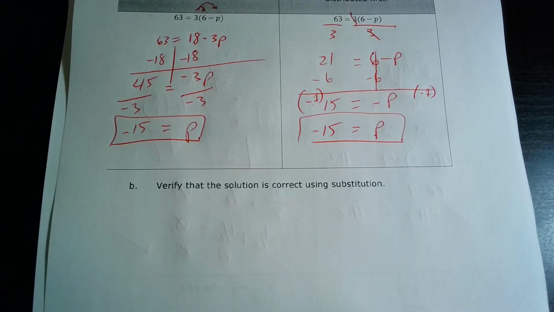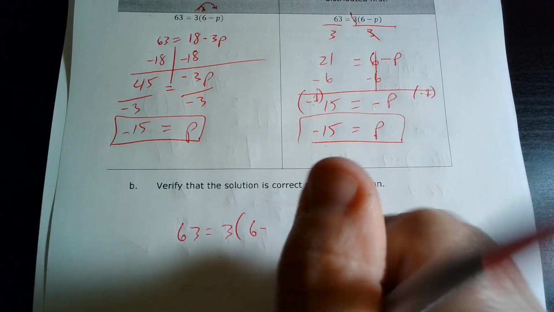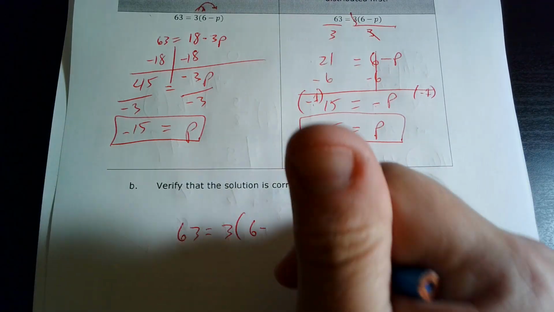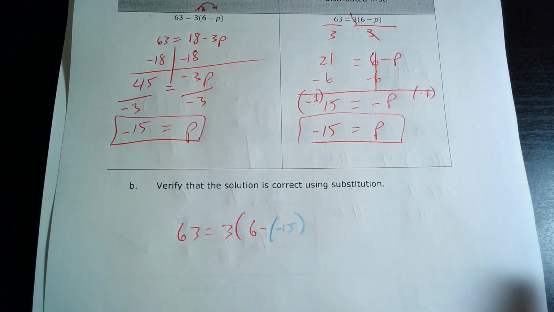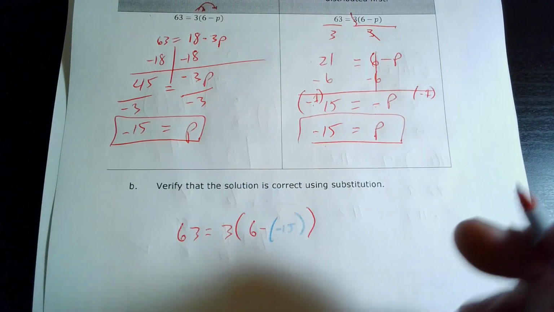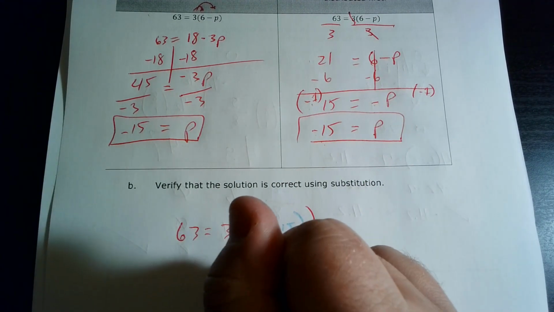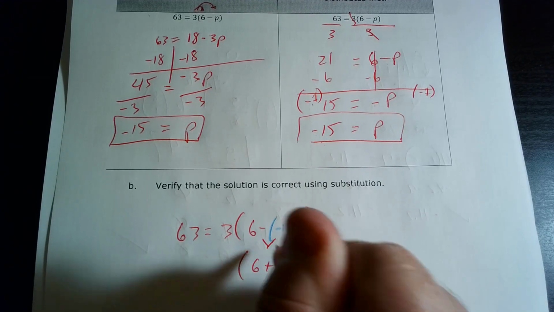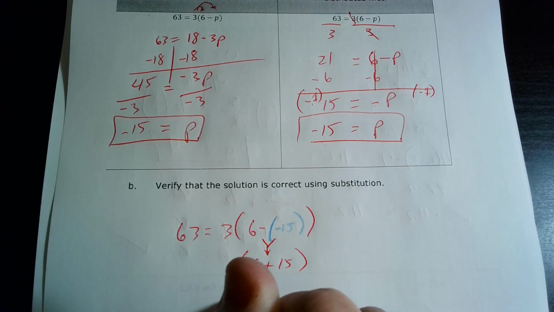Verify the solution. So 63 equals 3 times 6 minus, so minus p, so minus negative 15, because p equals negative 15, right? And two negatives make a positive, right? So 6 plus 15, see, two negatives make a positive. And 6 plus 15 is 21.